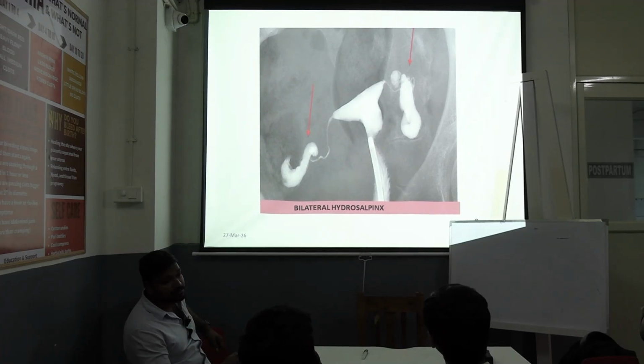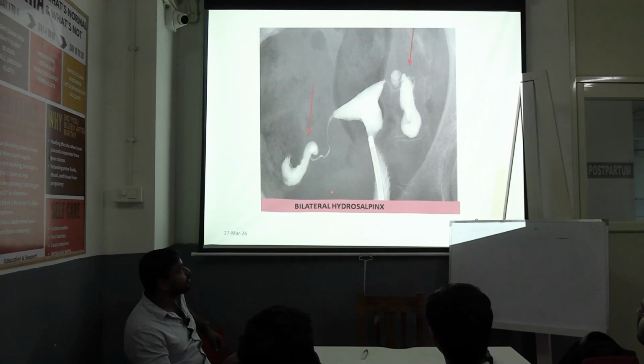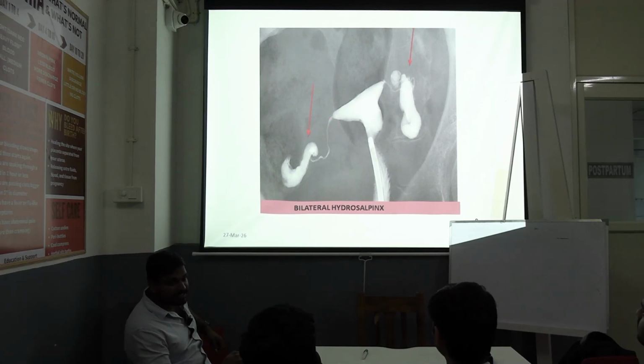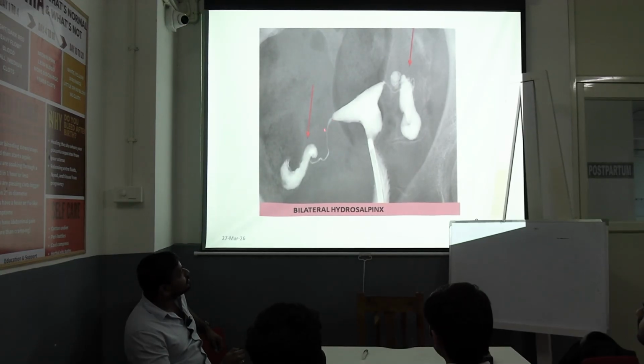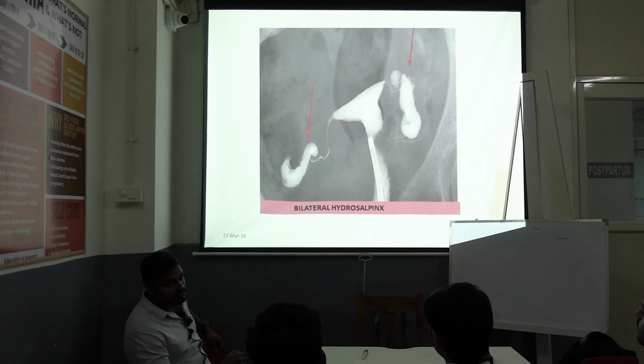What are the parts of the tube? Isthmus, interstitium, fimbria. Okay, this is fimbria, this is the ampullary area.